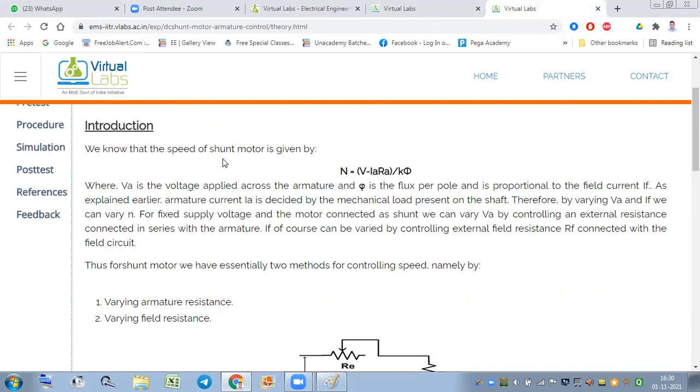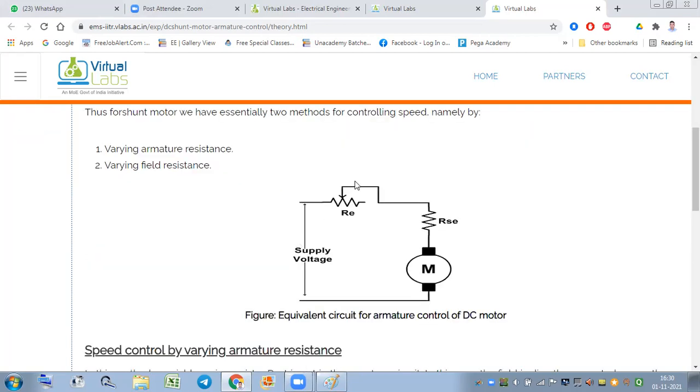We know the speed of the shunt motor is given by N equal to V minus IRA by KΦ. The same equation is there, and that is the circuit diagram that I already drew earlier. Supply voltage, and RE represents the external resistance, and RAC. And M is the armature.